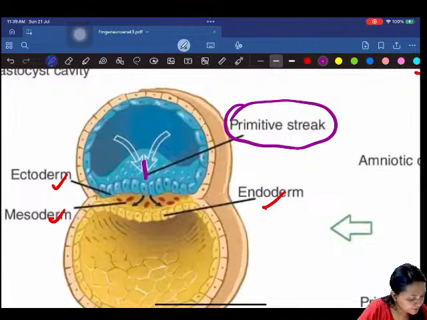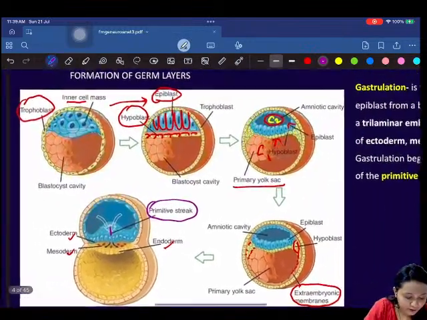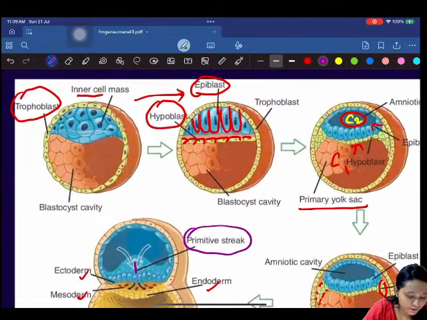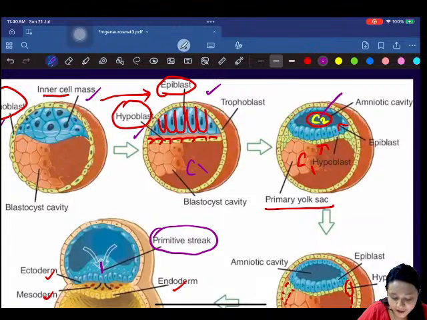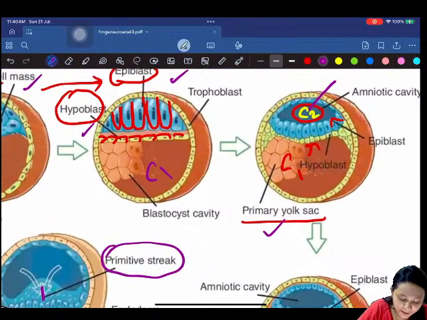So till this much you can understand, I guess. Any doubt? So पहले क्या था? You have this entire structure where you have the inner cell mass and the outer cell mass. The inner cell mass is again dividing into the bilaminar germ disc, that is epiblast and hypoblast, and you have a blastocyst cavity. This is cavity 1. After that you have the formation of cavity 2, that is the amniotic cavity, and cavity 1 is forming the primary yolk sac. You can also see the hypoblast cells migrating towards this primary yolk sac to form the extraembryonic membrane.